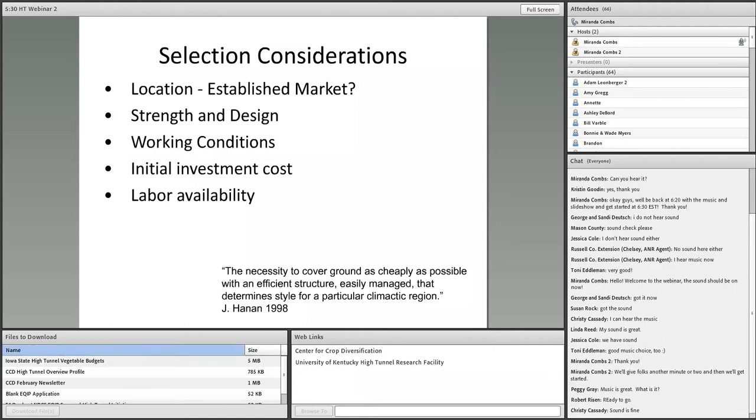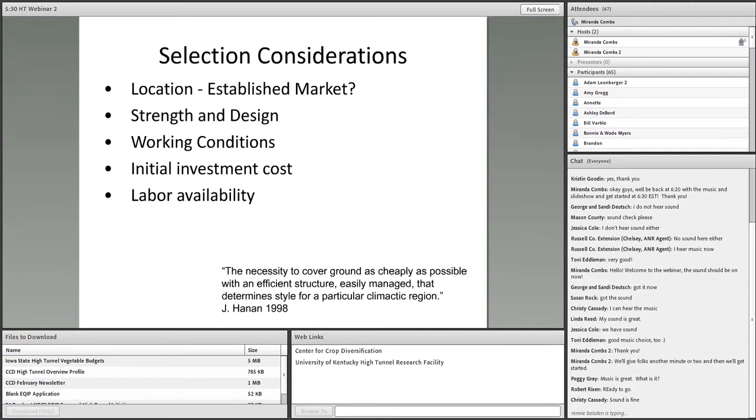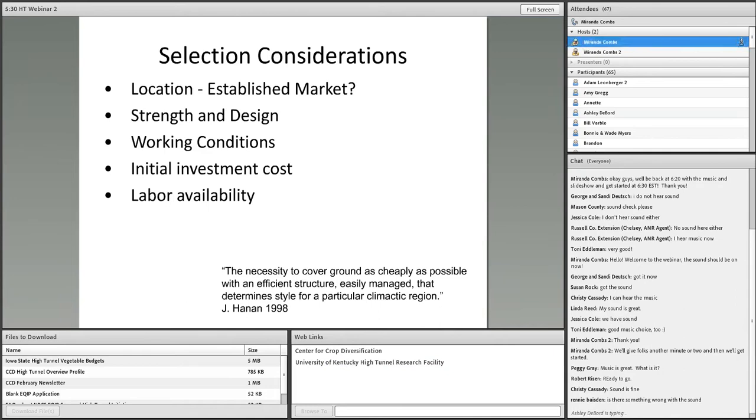Location. Where are you at? What I mean by that is, do you have an established market, or do you have a potential outlet for your crop that you potentially will grow in this type of structure? Strength and design is also a concern, depending on where you're located in the U.S., depending on wind, snow, and other types of extreme weather events, and also with regards to trellising, which we'll touch on later in this program. Also, you have to think about working conditions.